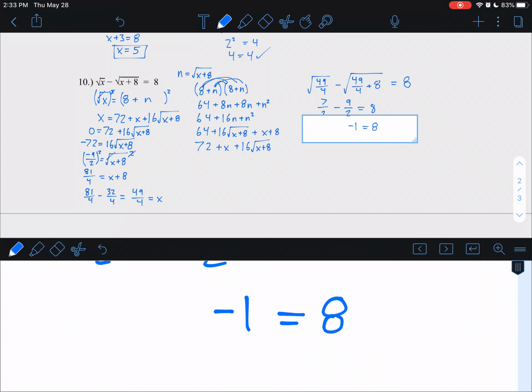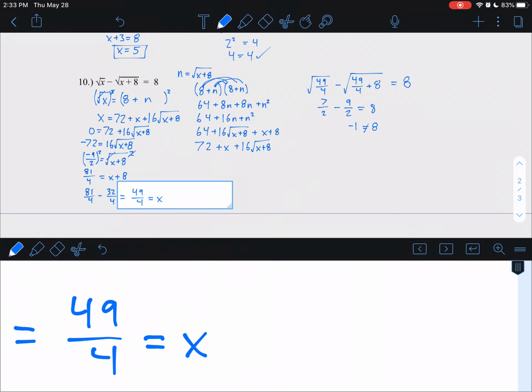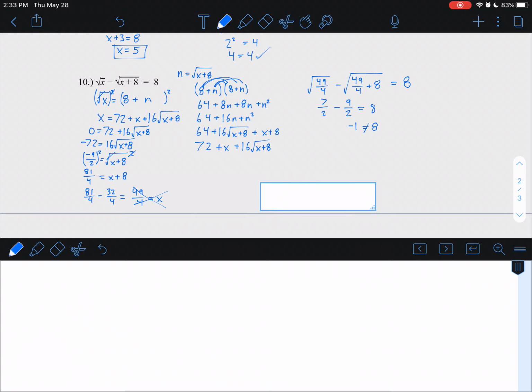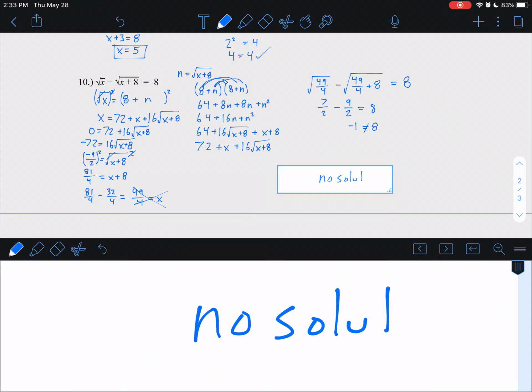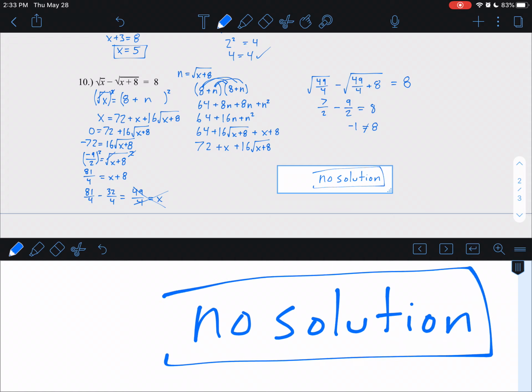And this is why it's important to check your solutions. Because I plugged everything back in, I got negative 1 equals 8. Negative 1 doesn't equal 8. Therefore, x is not 49 fourths. There is no solution. There is no solution because negative 1 is not 8.